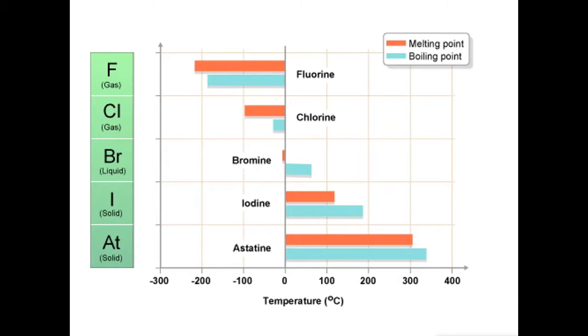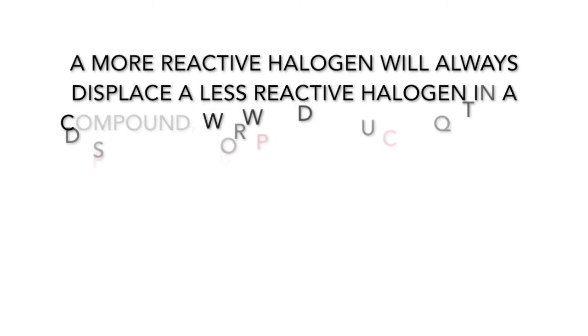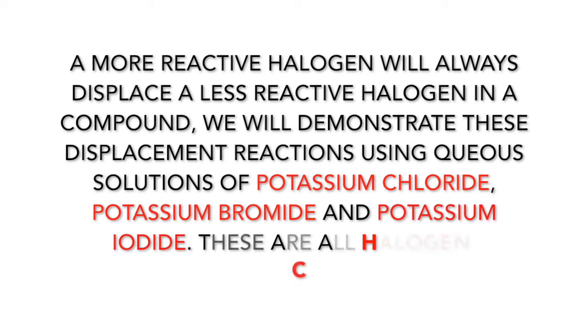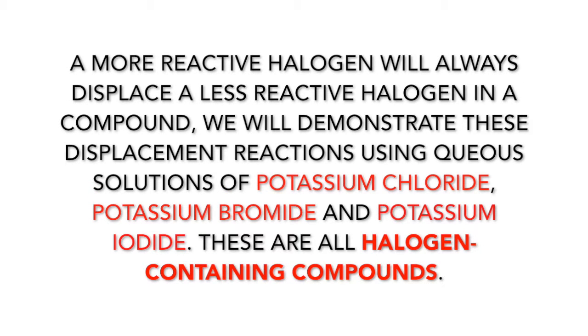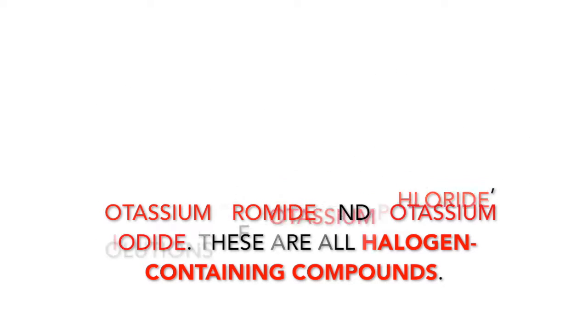Fluorine atoms have the lowest melting and boiling point. However, when you go down the group, the melting and boiling points of the atoms increase. Moving down the group, the reactivity of the halogens decreases. A more reactive halogen will always displace a less reactive halogen in a compound. We will demonstrate these displacement reactions using aqueous solutions of potassium chloride, potassium bromide, and potassium iodide. These are all halogen-containing compounds.